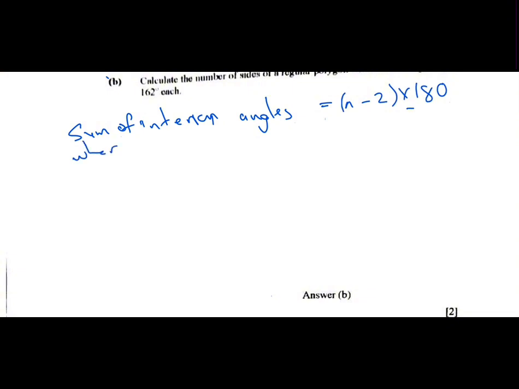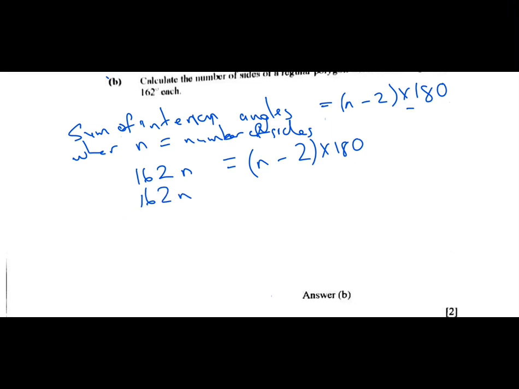Here you can use one of two formulas. You can use the first one, which says sum of interior angles is equal to the number of sides minus 2 times 180 degrees. So this one will give you the sum of interior angles, where n is representing the number of sides. So in this formula now, you can see that the sum of interior angles is equal to the size of each angle times n. So we can write 162n is equal to n minus 2 times 180.